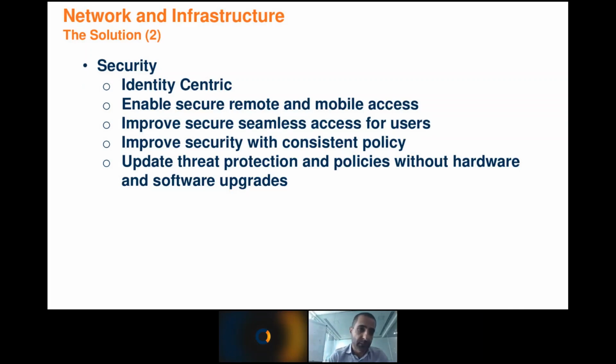Next. For security, using an SD-WAN solution, the security would be more identity-centric. It means it depends on the user identity rather than devices. So we can configure identity by user and across multiple devices, and we can enable security across lots of remote devices. Consistent policies across different users, easier threat protection, and policies.